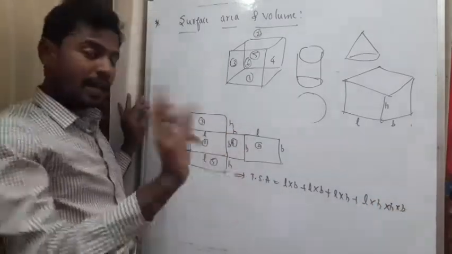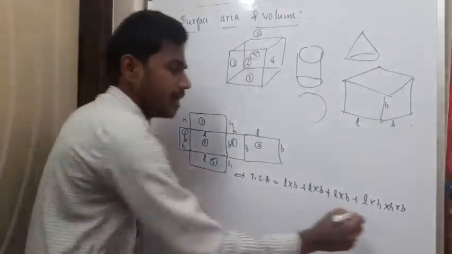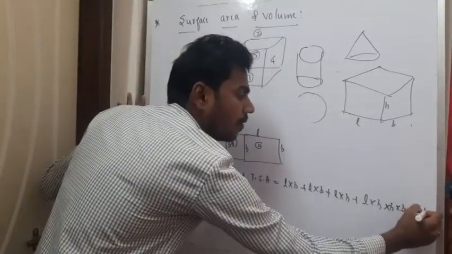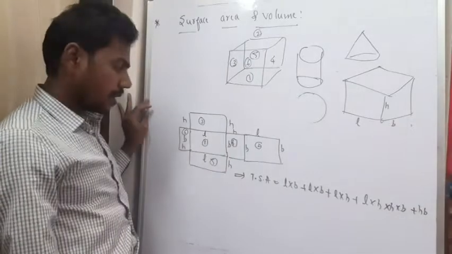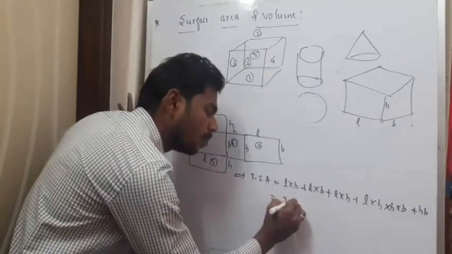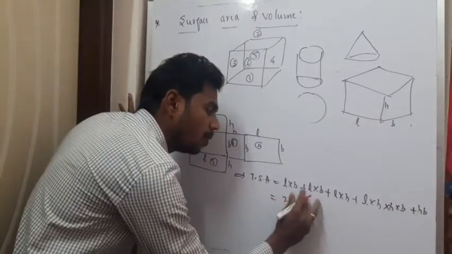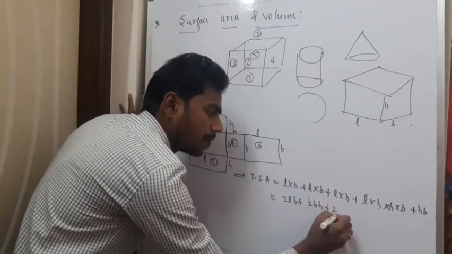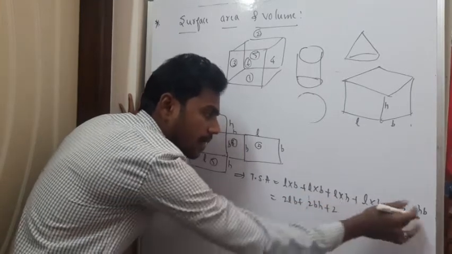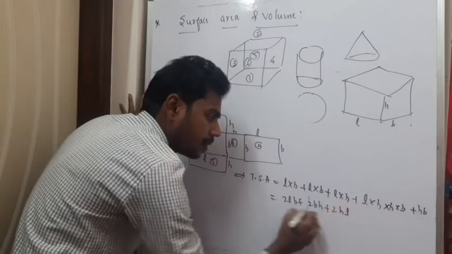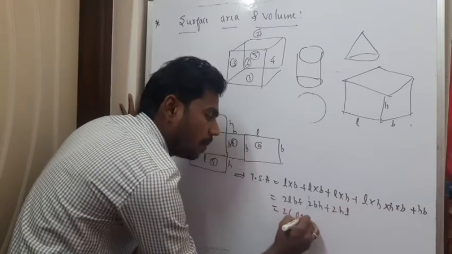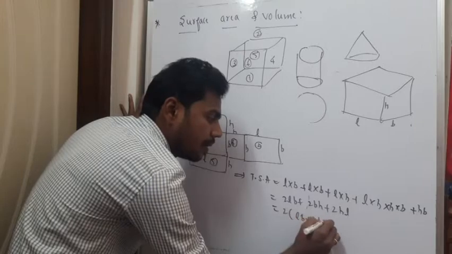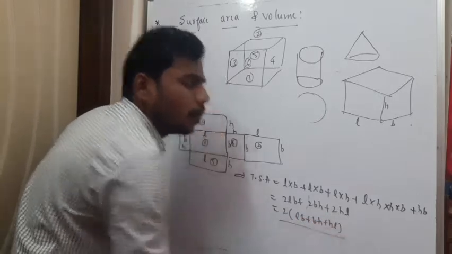Then what is the area of rectangle 6? That is H into B. So if I add them, I'll get the total surface area. See, 2LB plus 2BH plus 2HL. So if you take 2 common out, it is 2 into LB plus BH plus HL. So this is the total surface area.